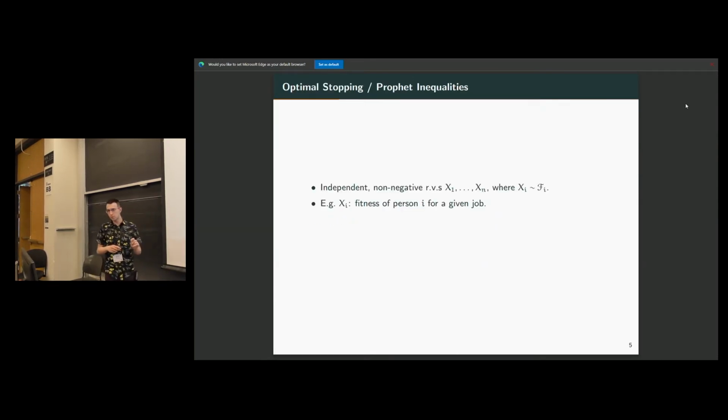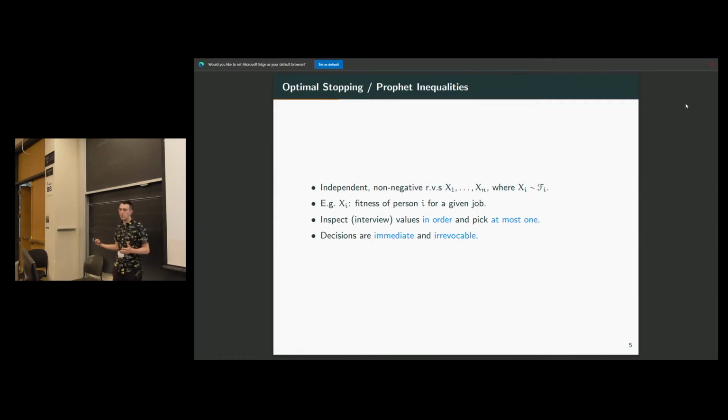OK, so in particular, prophet inequalities, which we'll introduce really briefly. You've seen some in the previous talks. So you have n independent random variables where we know their distribution. And you can think of this, if you've never seen prophet inequality problems before, as the Xi being the fitness of a person for a particular job. And you want to hire one person out of the n people, but you don't know how good they are, so you start interviewing them in order.